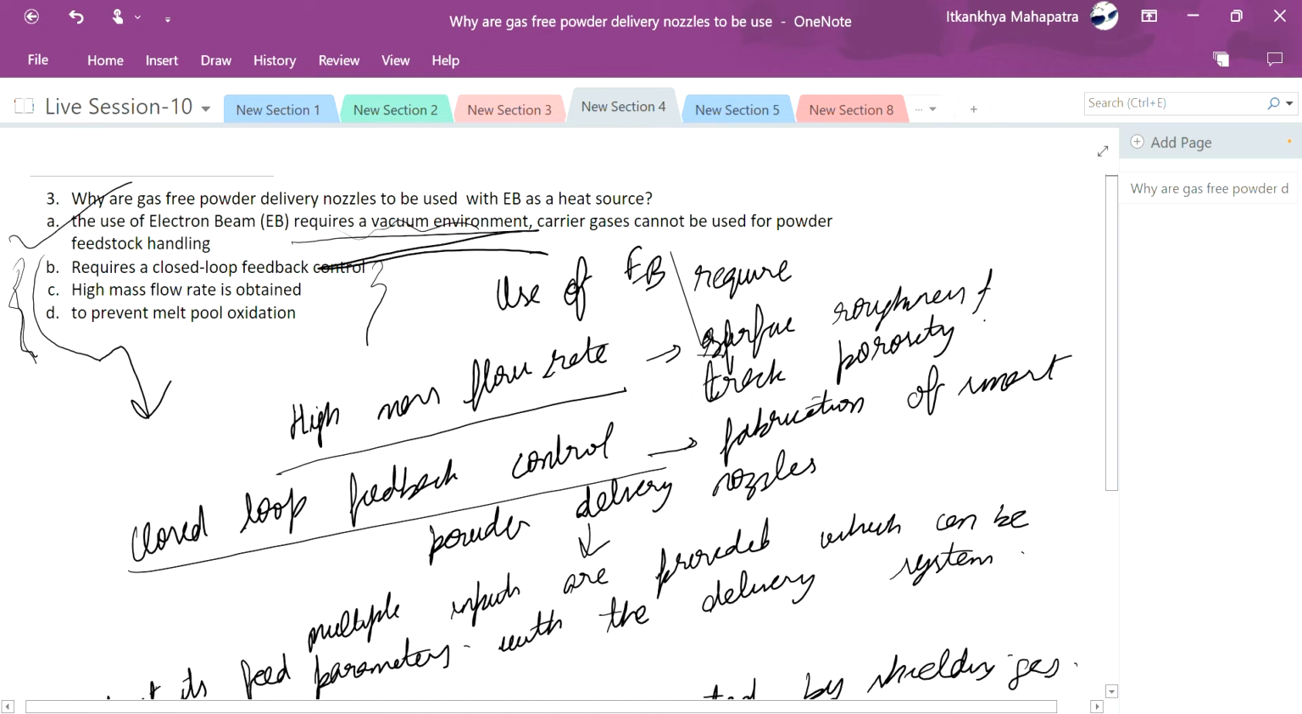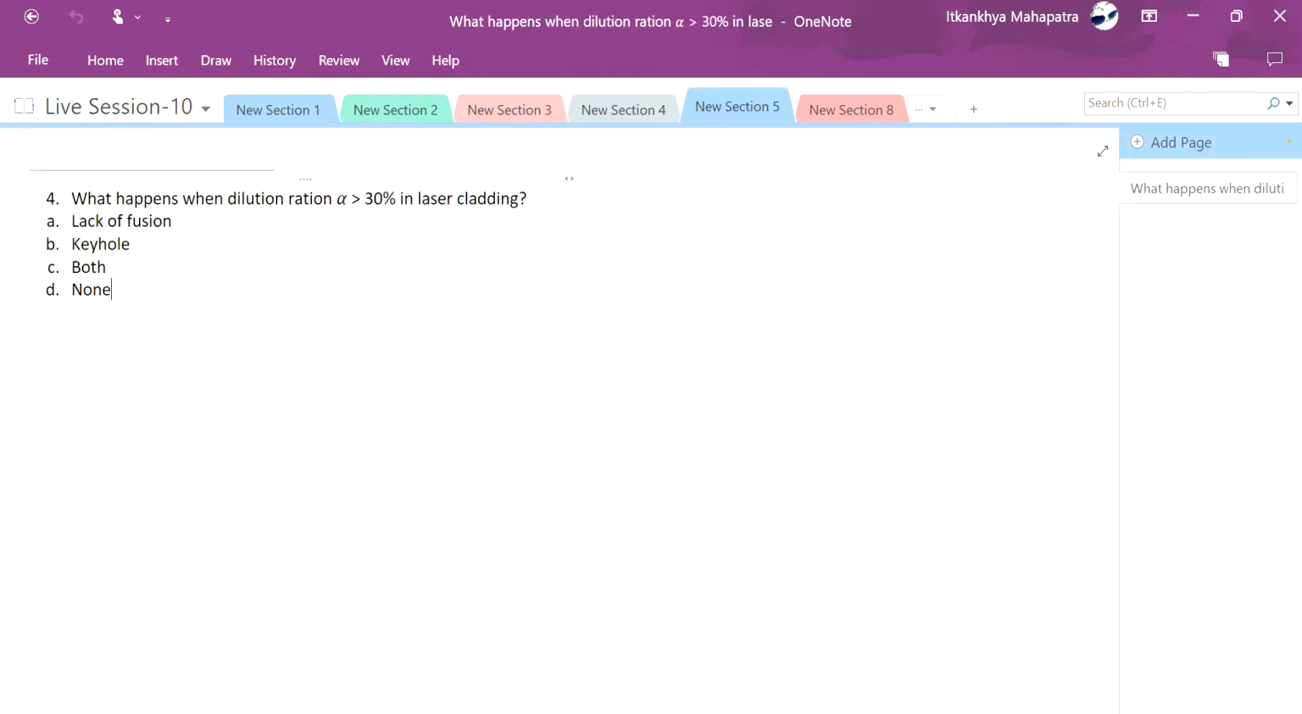Okay, moving on to the next question. What happens when the dilution ratio alpha is greater than 30% in laser cladding?